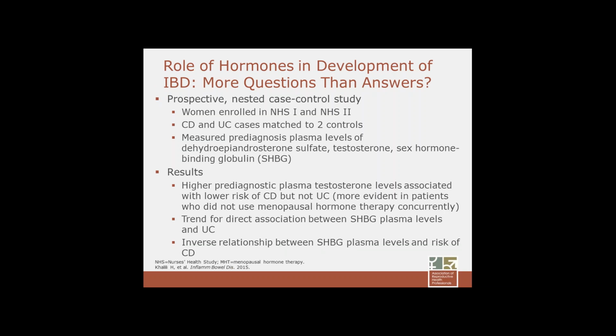So there's actually been a prospective nested case control study, and that's the Nurses' Health Study, looking at measured pre-diagnosis plasma levels of certain hormones. Interestingly, women who had high pre-diagnostic plasma testosterone levels had a lower risk for Crohn's disease but not ulcerative colitis, and there was a direct association between sex hormone binding globulin and the development of ulcerative colitis, but an inverse relationship between SHBG and Crohn's. So you can see that all of this is sort of all over the place, and there's not necessarily consistent data. We have a lot of intriguing information, but not necessarily a lot of clinical context here.